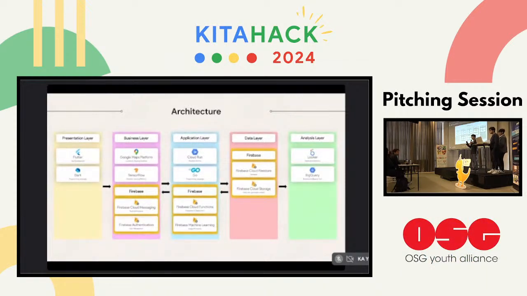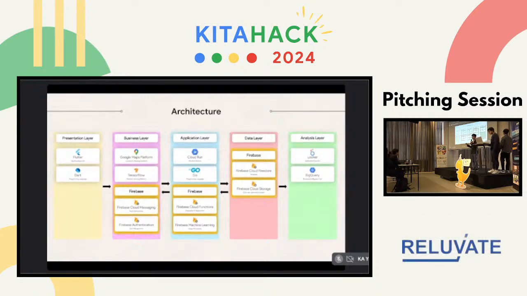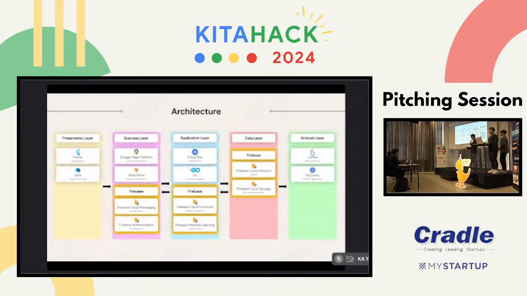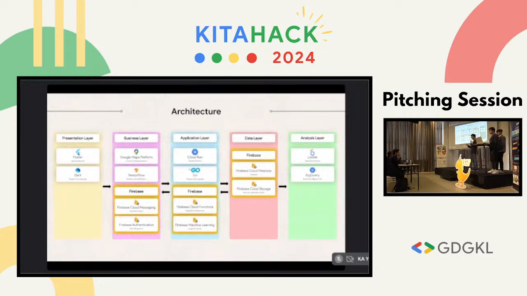Now, to be able to create all these features, we decided to use Flutter, TensorFlow, Google Map Platform, Firebase, BigQuery, and Looker in our architecture. We use Flutter as it has cross-platform capability and is open source. Now, to be able to scale our data well, we use Firebase as it's a popular and scalable backend platform, which integrates well with other Google services, which are also heavily used in our application.